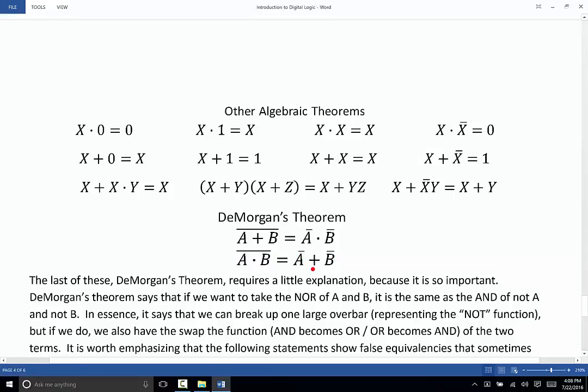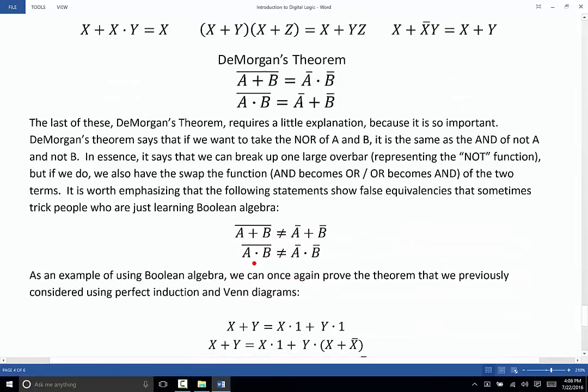So this means that you can break the large overbar into two shorter overbars, but you have to flip the nature of the operator. A rookie mistake is to do what's shown here, which is to break the large overbar into two smaller overbars and not change the nature of the operator. And if you do that, well, then it's not correct. That's why this says is not equal to.